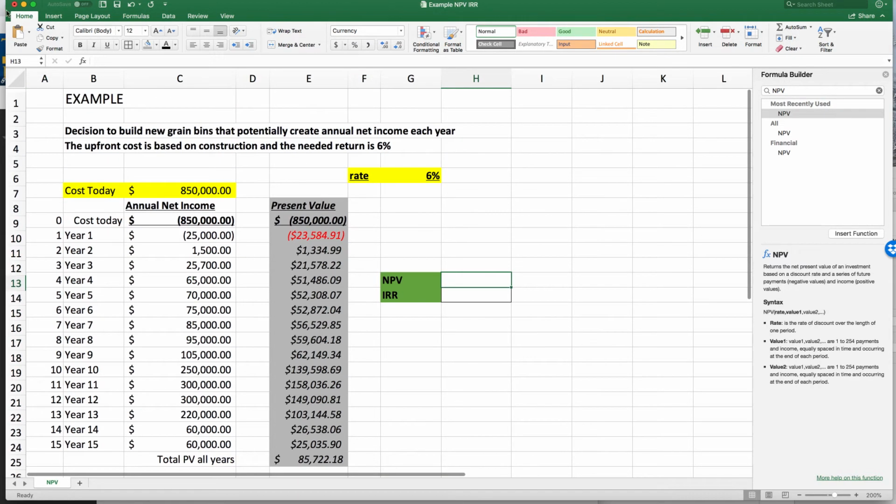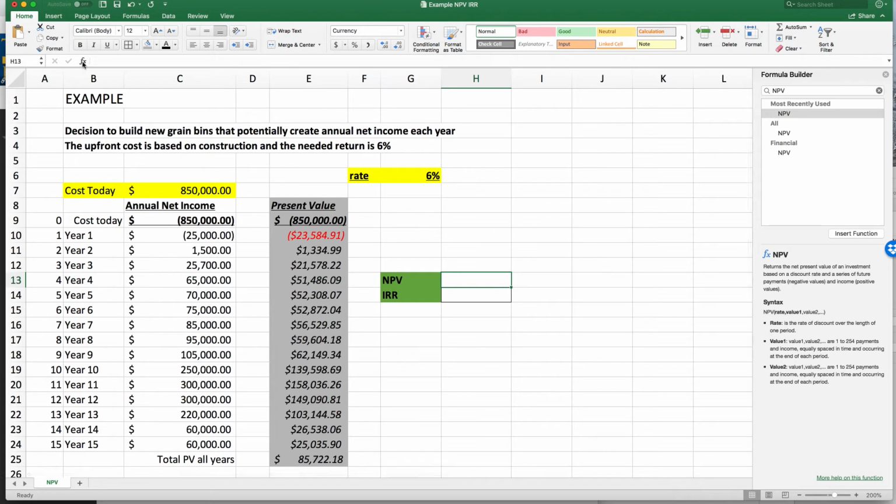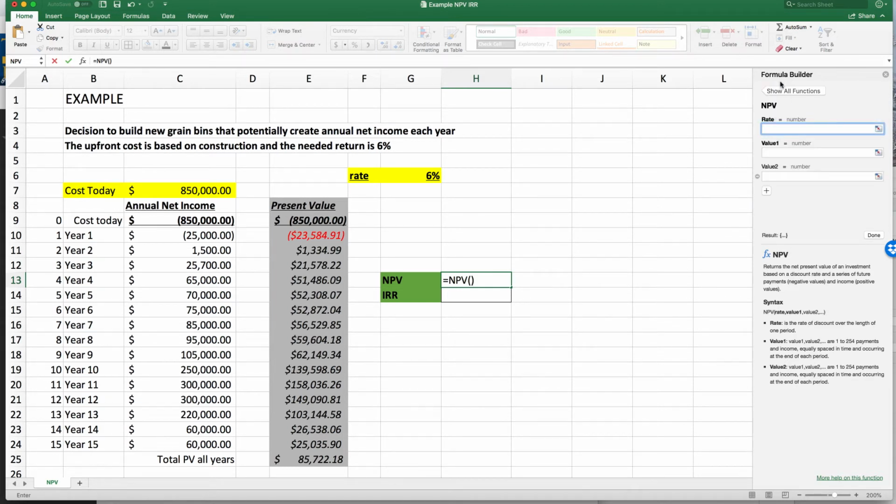So here we go. Let's calculate it. Lots of ways to get here. I'm going to press this little FX function in Excel, and it's going to bring over here. I'm going to type in NPV, and it gives me the formula. I double click on it, and here's the formula builder. All right, rate. What is that? Well, rate is going to be the 6%. So I'm requiring this investment to earn me 6%.